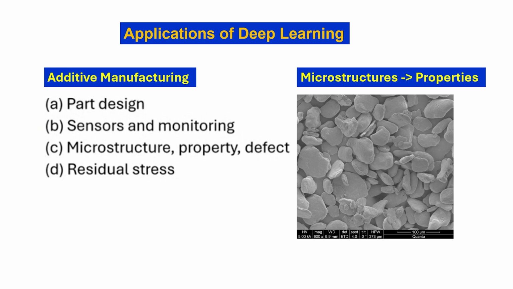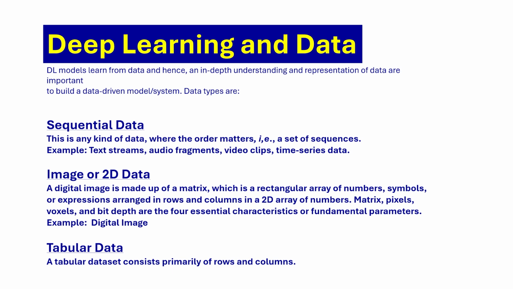Second example is, I have a microstructure, which is an image, right. You can see some particles here. This is cesium chloride particles, as far as I know. Can I predict its physical, mechanical, functional properties from this? The answer is yes. That is why it requires the concept of deep learning.